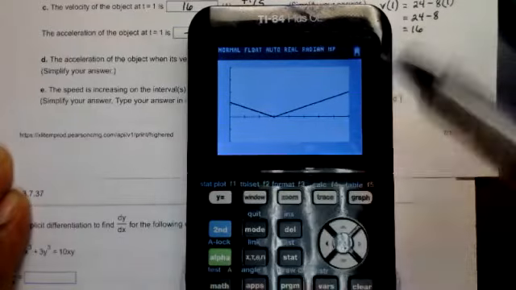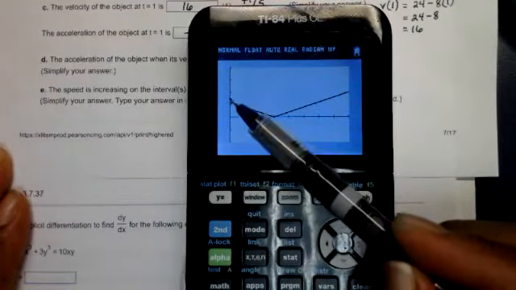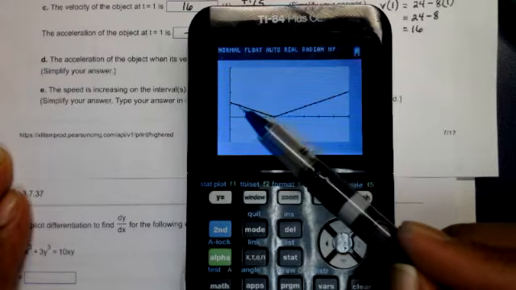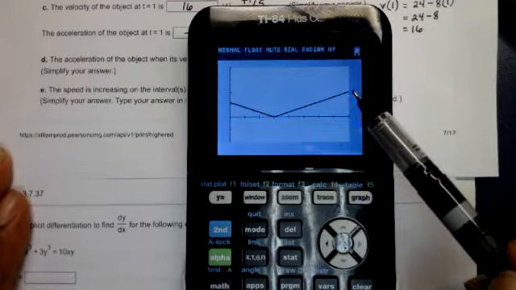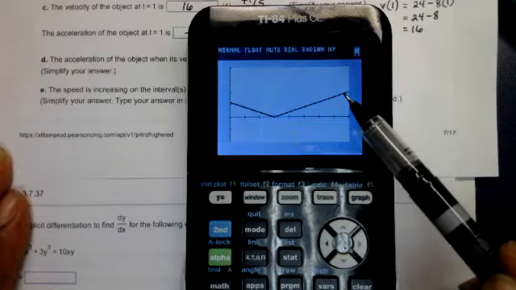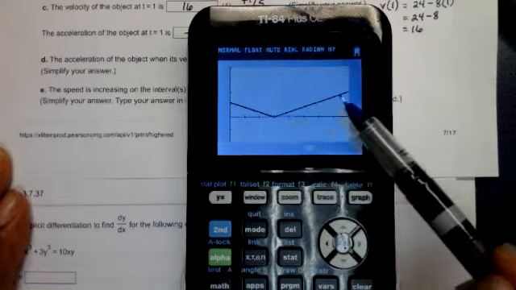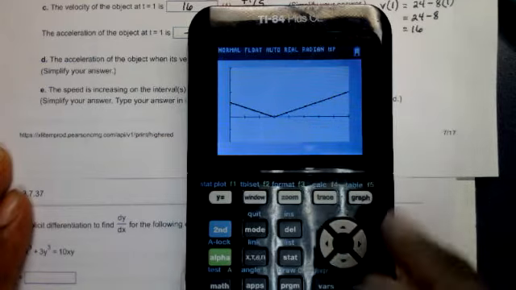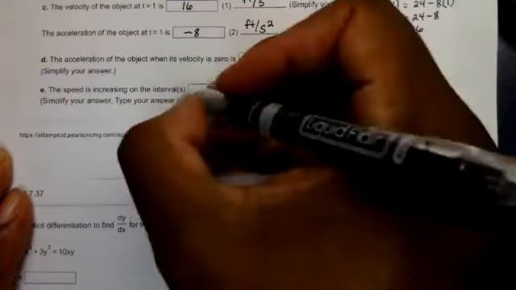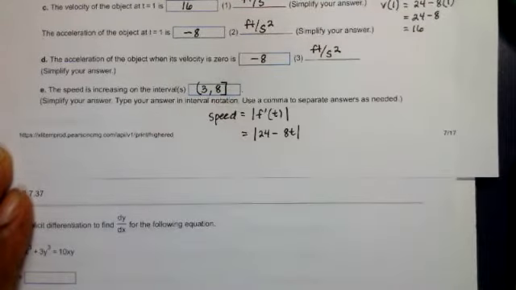So as you can see here, the speed is increasing. That means it's going up. Now from 0 to 3, the speed is declining or decreasing. But from 3 on up to 8, since our restrictions are from 0 to 8, you can see that the speed is increasing. So from 3, not including 3, up to 8, but we do include 8, the speed is increasing.